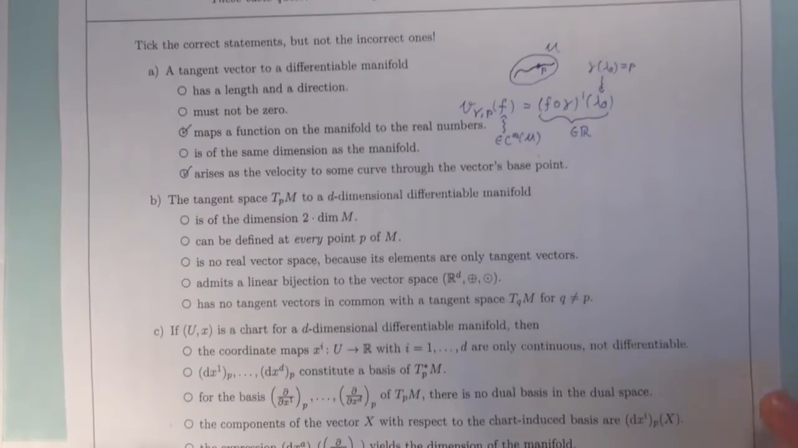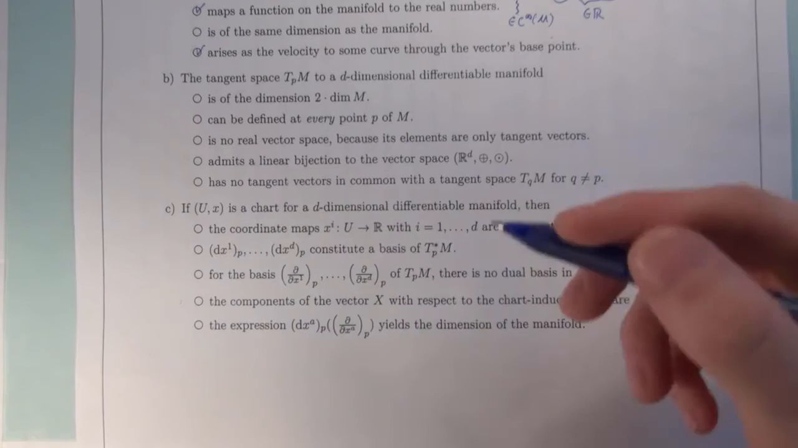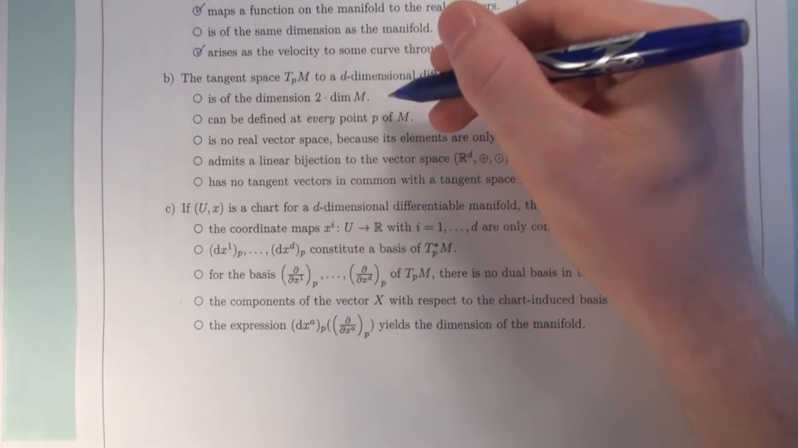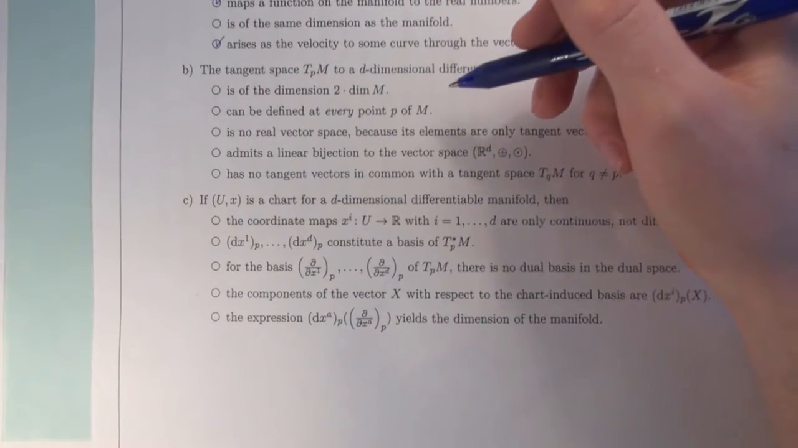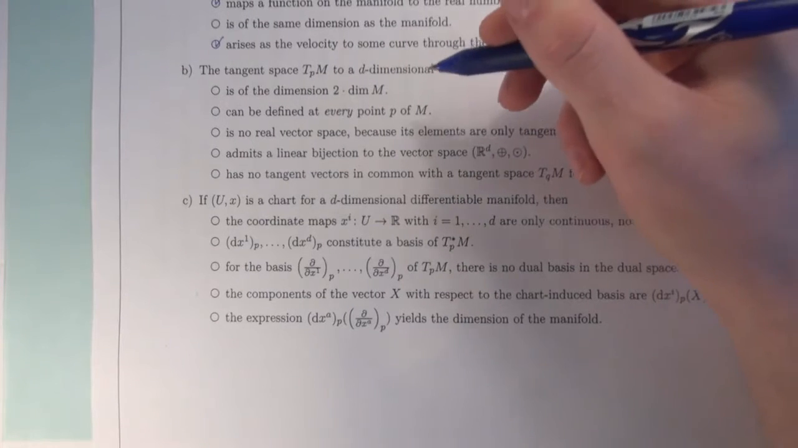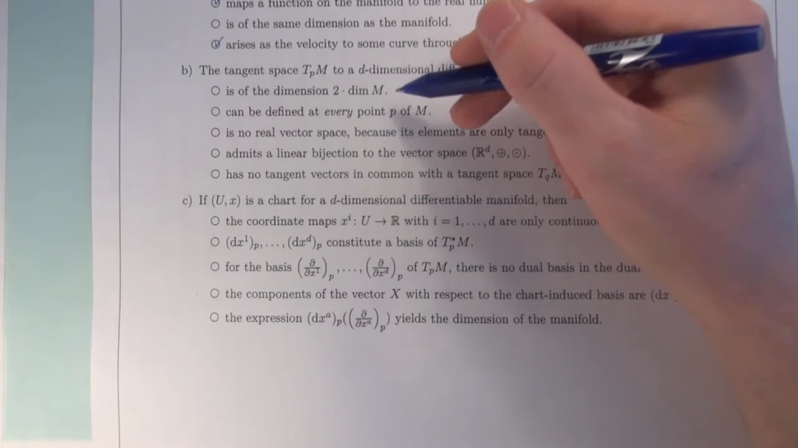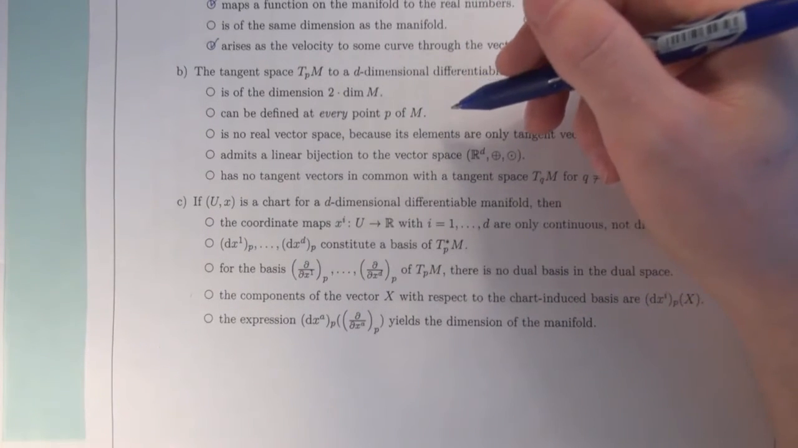Question B. The tangent space TPM to a d-dimensional differentiable manifold is of the dimension 2 times dimension of M? Well, no, this is to delude you. We will see the dimension is only 1 times dim M. 2 times dim M would be the dimension of the tangent bundle, to which we will come later. So this option is wrong.